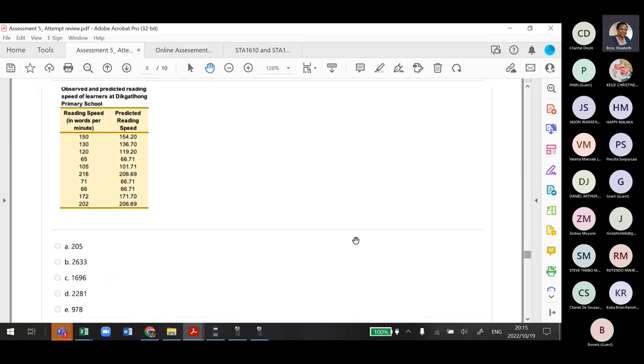So on this one, because the data is different, you do the same. It is SSE. It will be the sum of your Y minus your Y hat, squared. They gave you your Y and your Y hat. You just calculate.